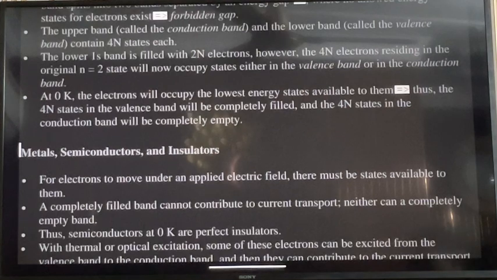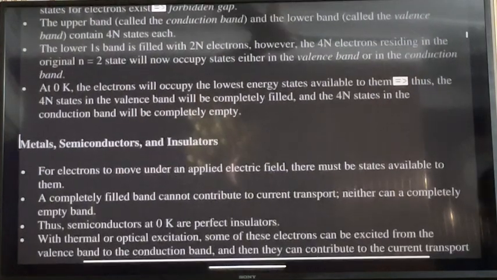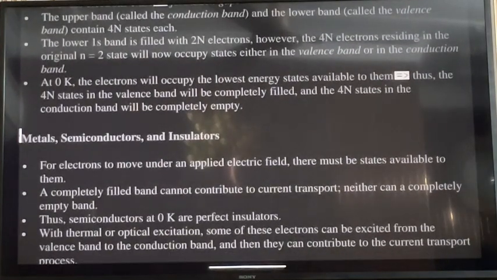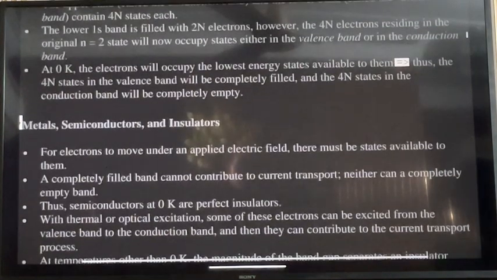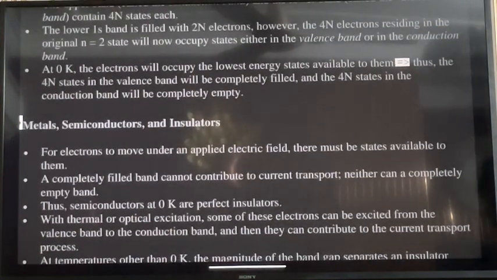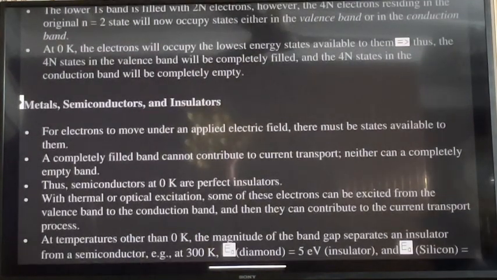However, the 2 shell actually does go through bonding, and as a result, those electrons residing in n is equal to 2 will now occupy either the valence band or the conduction band depending on where they exist. Now at 0 Kelvin, the electrons will occupy the lowest energy states available to them. Thus, the 4n states in the valence band will be completely filled, while the 4n states in the conduction band will be completely empty.